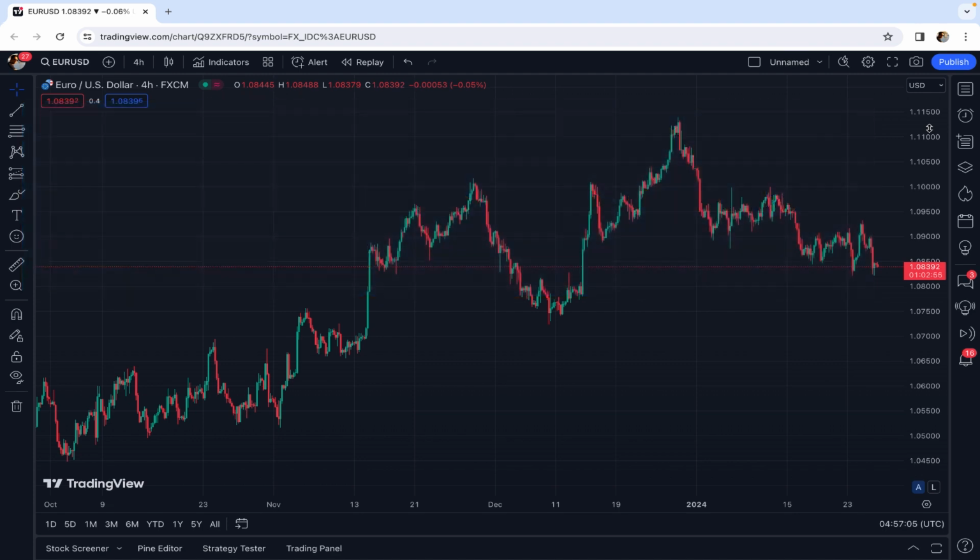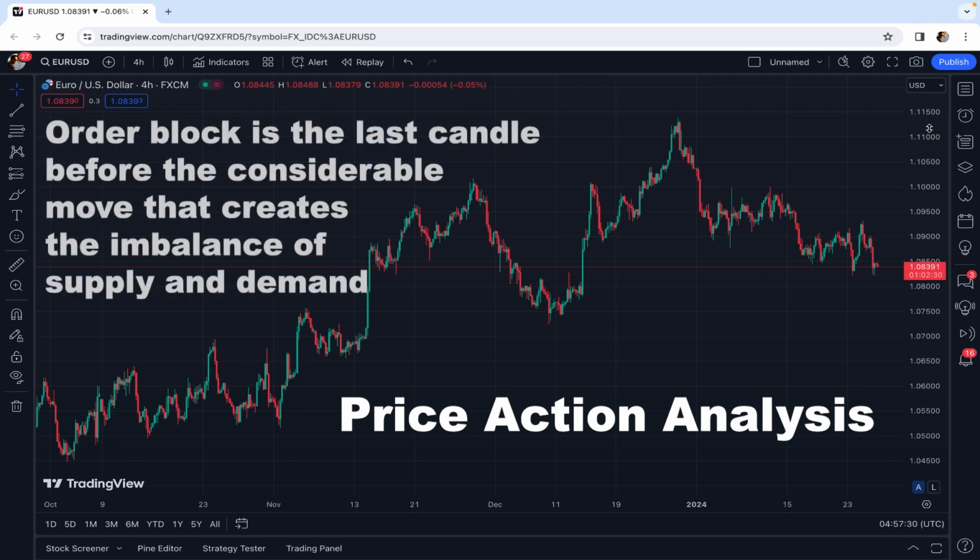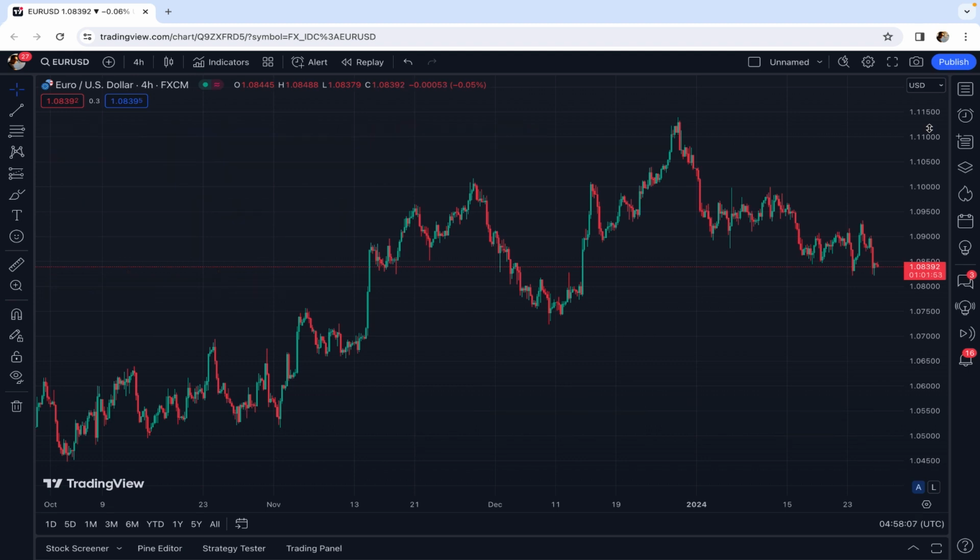Alright, now you may wonder how you can identify order blocks on the chart. With the help of price action analysis, it's possible, because by analyzing the price movement in the past, you can identify areas where the market suddenly changed considerably, and this considerable change is usually in the form of a reversal or a breakout of a range or consolidation period. Technically, an order block is the last candle before the considerable move that creates the imbalances between supply and demand. Identifying order blocks is not easy, and it needs years of experience, and for beginners it's really challenging to correctly identify order blocks on the charts. However, there are some indicators that can help us with this, and today I'm going to introduce one of the best of them in this video.